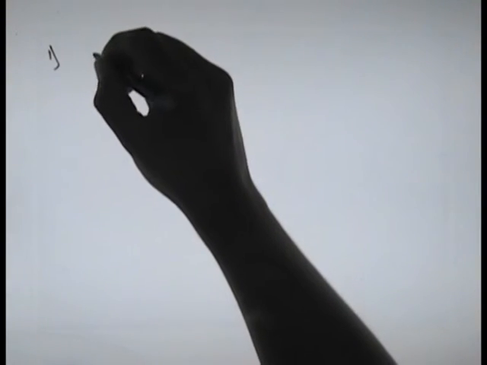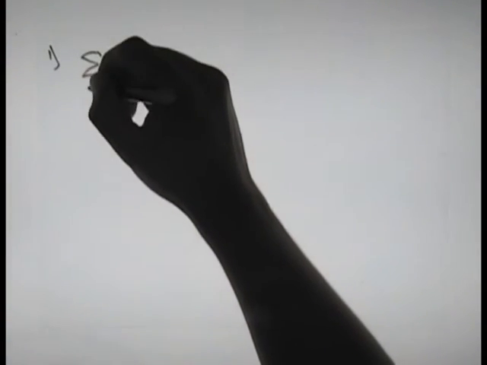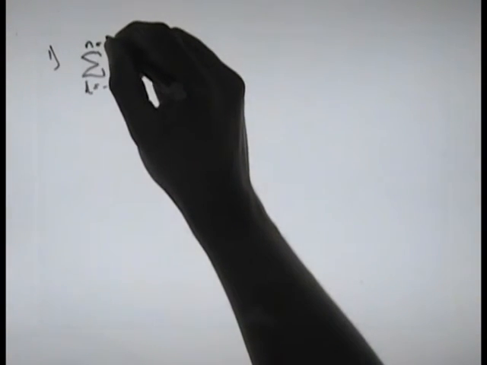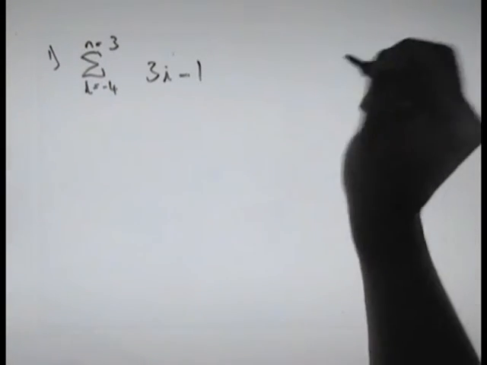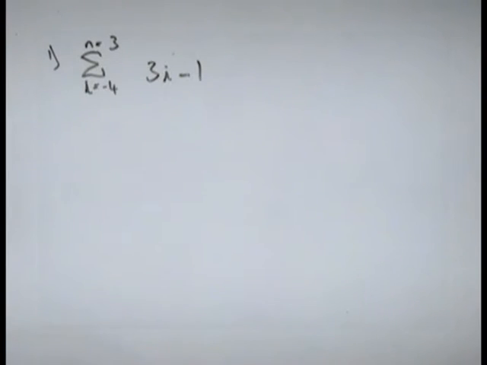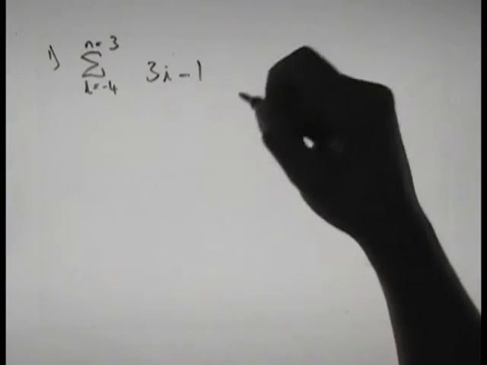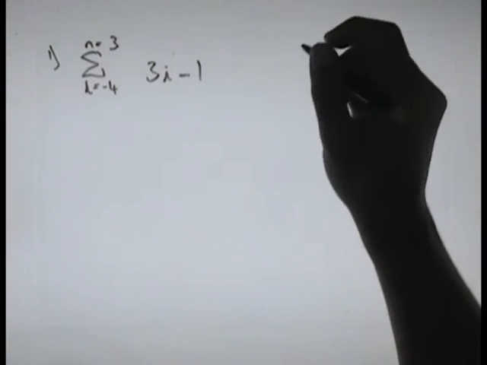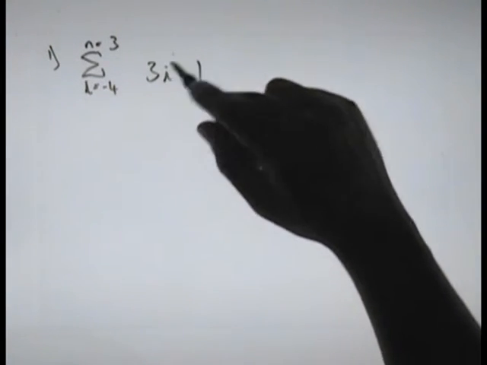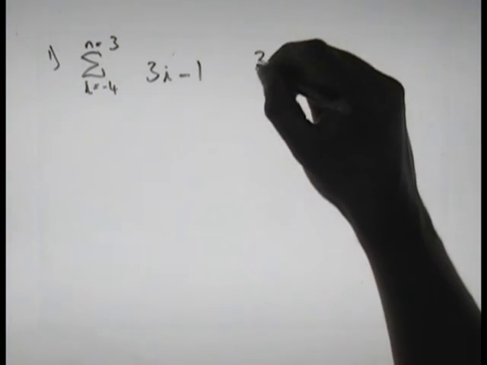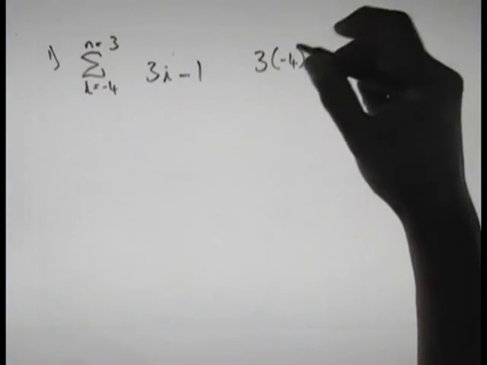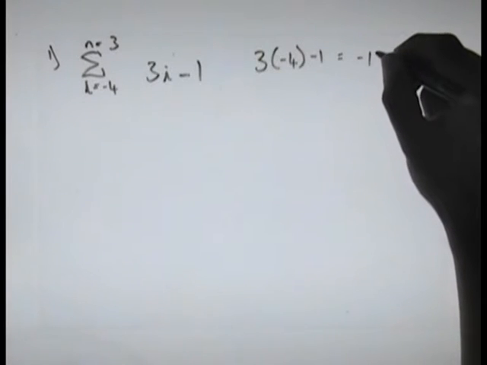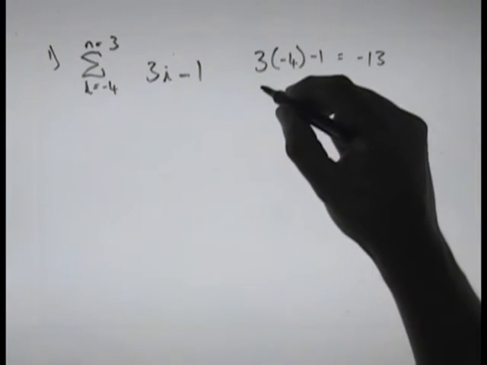The first one I gave you to do read sigma i is equal to negative 4, n is equal to 3 of 3i minus 1. Now I'm going to start all of these by writing out the first three terms. When i is equal to negative 4, the first term is going to be 3 multiplied by negative 4 minus 1, which is equal to negative 12, negative 1, which is negative 13.